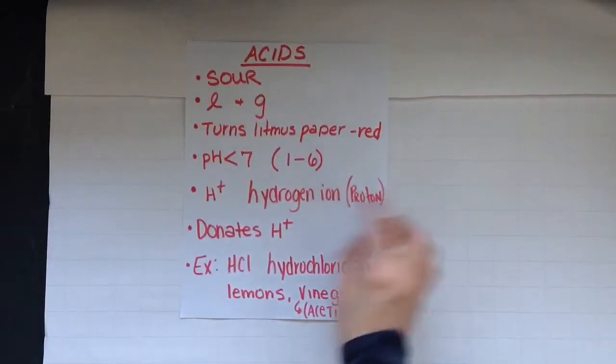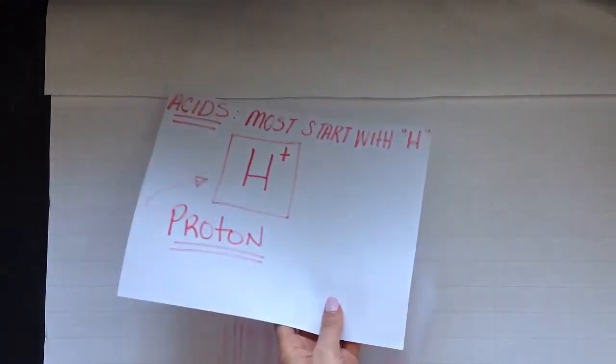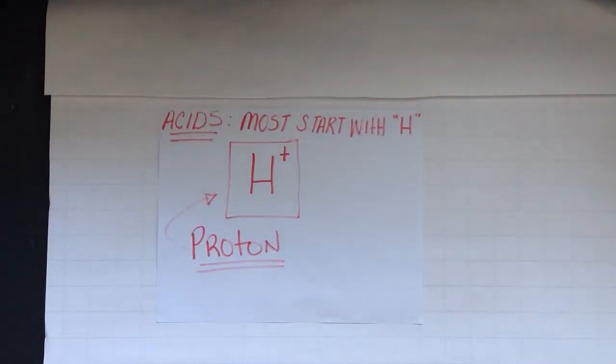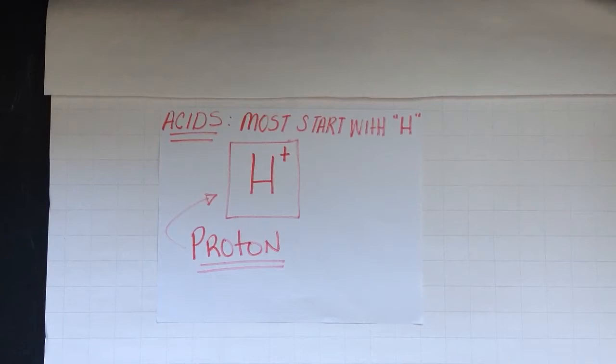Okay. All right, so if you remember, right here I talked about acids having the H plus. Let's just really quickly talk about that. Most acids will start with hydrogen, and that hydrogen is a positive ion, H plus. And we like to also call this the proton. It's a nickname, the proton.